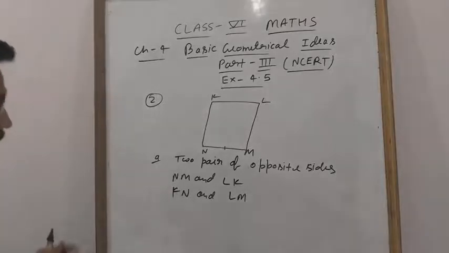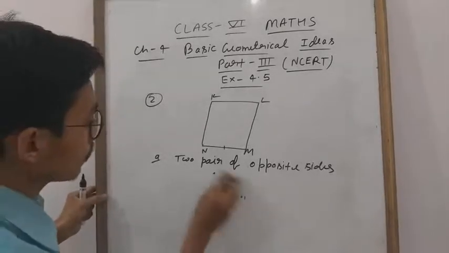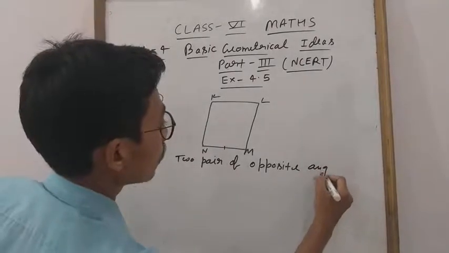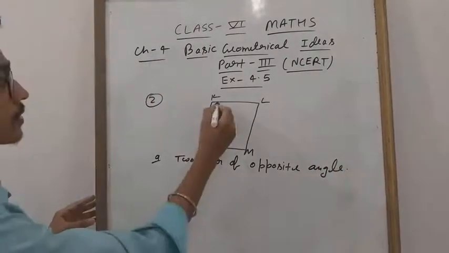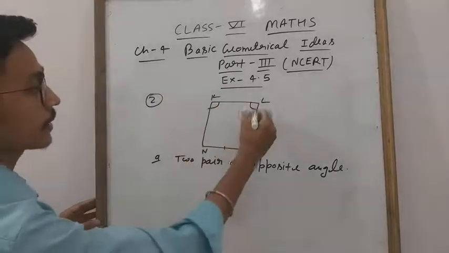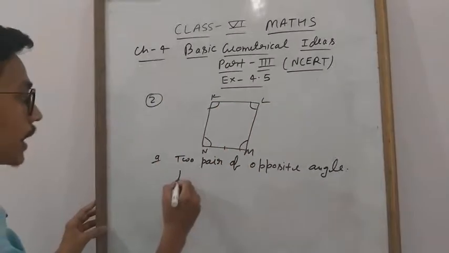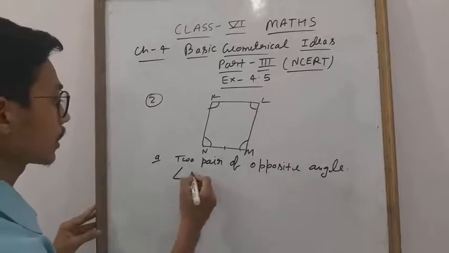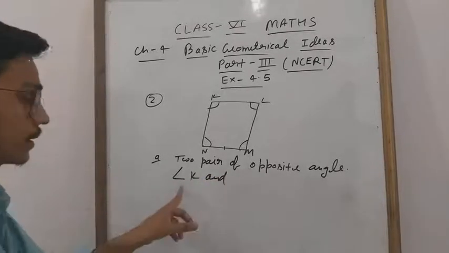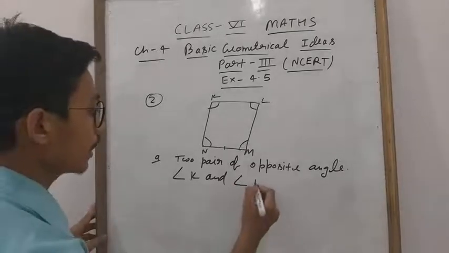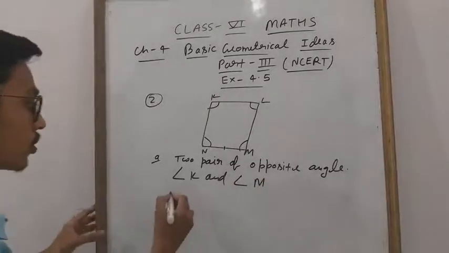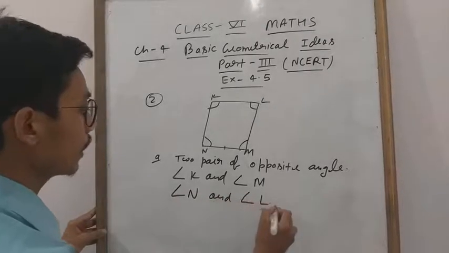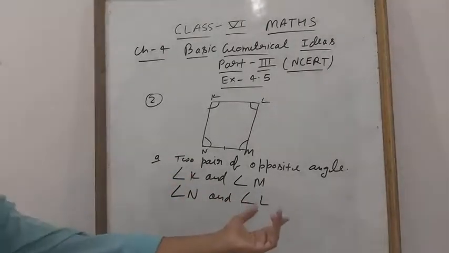Now the next is given: two pairs of opposite angles. See, student, two pairs of opposite angles. Now you have to find the opposite angles. Angle, everyone knows. K is opposite to M, and L is opposite to N. You can write angle K and angle M. Next you can write angle N and angle L. So this is what, student? Two pairs of opposite angles.